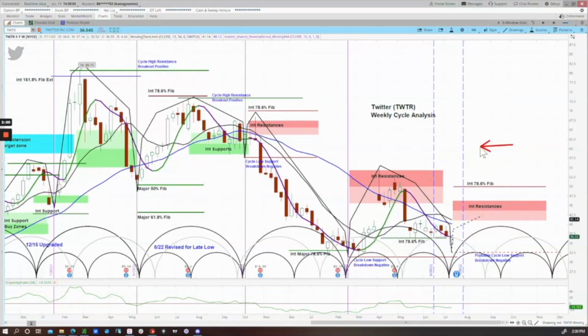We also have blue vertical dashed lines over here on the right. Those show a period of time plus and minus a few weeks around the ideal end of the current cycle, when we expect a cycle low to form and for Twitter to begin moving up into the rising phase of the next cycle. So we're currently right in the middle of that time period with a nice bullish candle this week that may have formed our intermediate low.